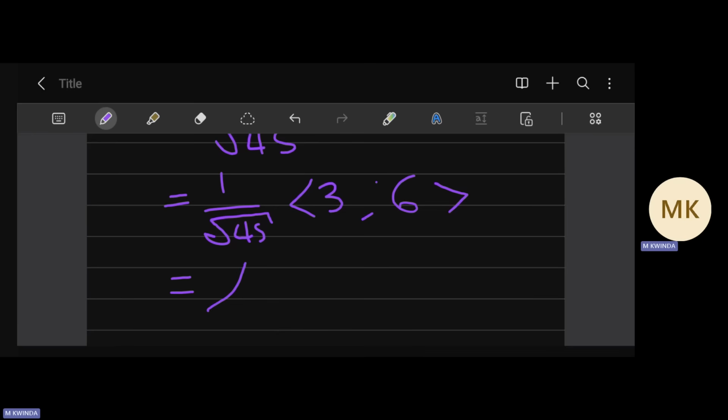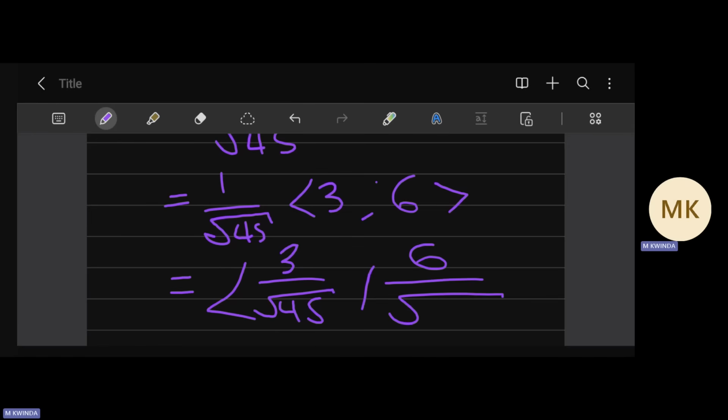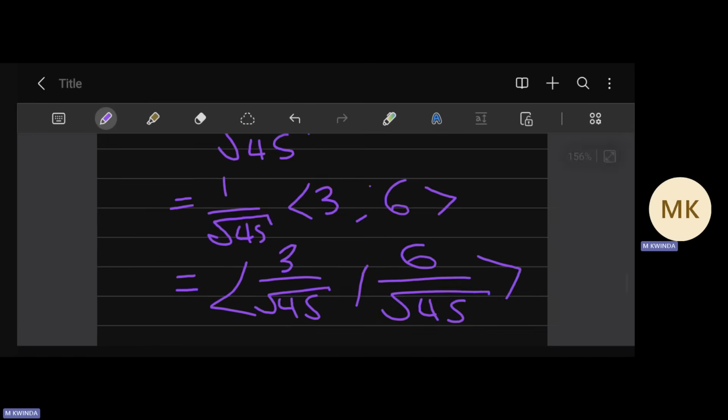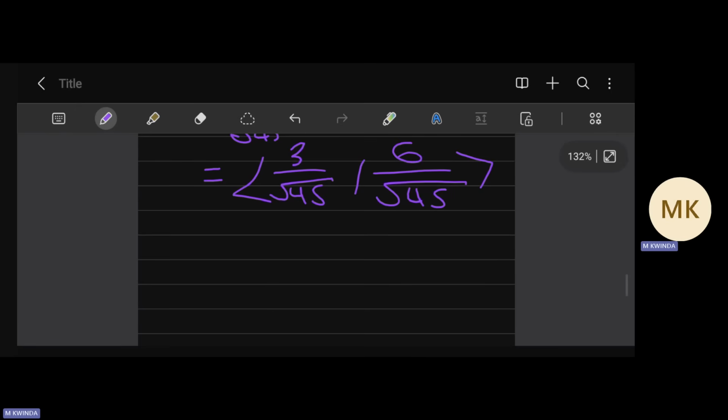If you want to, you can solve it further and have 3 over square root of 45 here, and 6 over square root of 45, right? And this basically is what a unit vector is. However, I need you to also notice something.